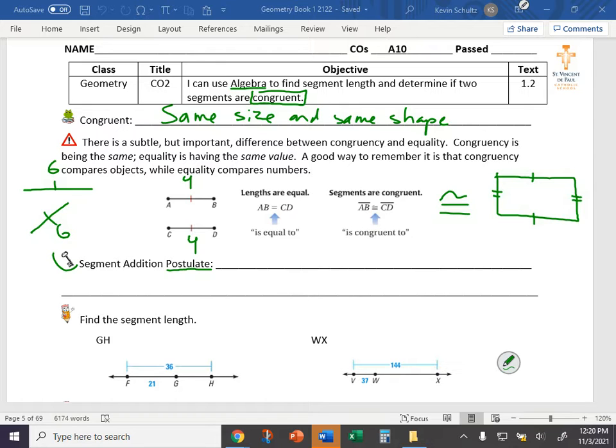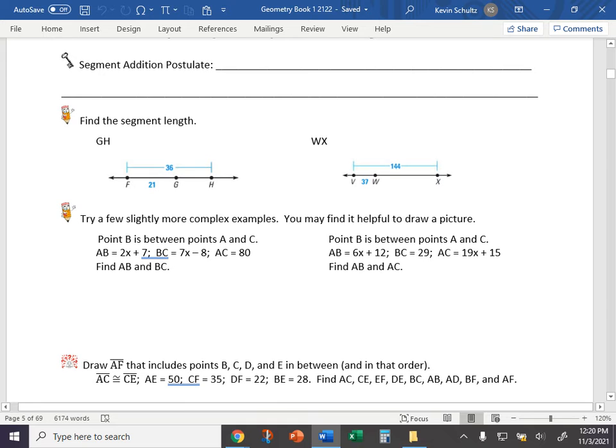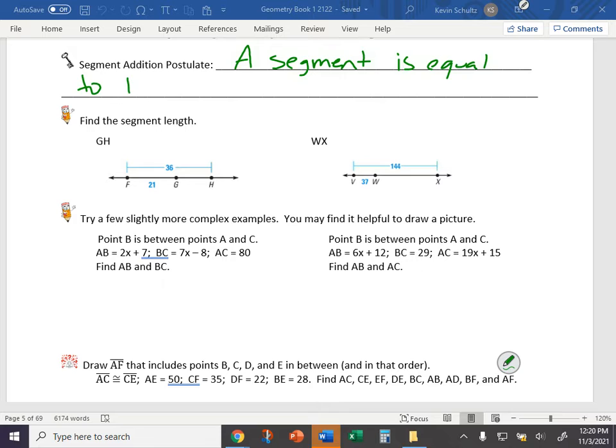Okay, so the segment addition postulate, I'm going to scroll down a little bit here so we can work on this section here. The segment addition postulate states that a segment is equal, this is going to be earth-shattering news here, a segment is equal to the sum of its parts. The segment addition postulate says that a segment is equal to the sum of its parts.